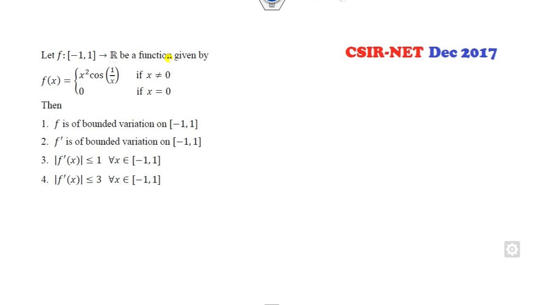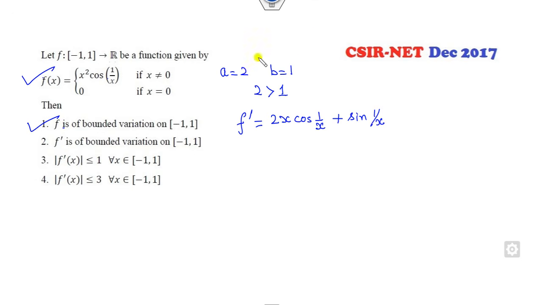Look at this another one. Clearly it's a sine and cosine. So a is 2, b is 1. So clearly 2 is greater than 1. So yes, f is a bounded variation. f dash, can you find the derivative of this? 2x cos 1 over x minus sine, minus minus becomes plus, 1 over x. Why? If I take the derivative of this, it's minus sine 1 over x into minus 1 over x square. So x square cancels, minus minus plus.